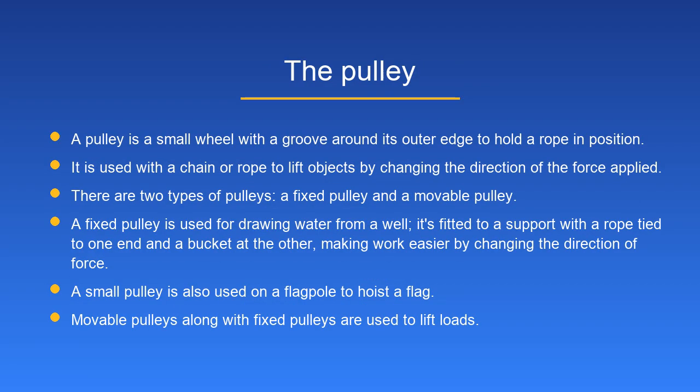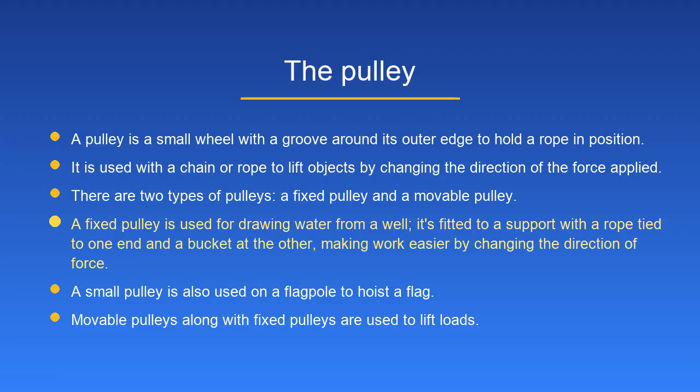The pulley. A pulley is a small wheel with a groove around its outer edge to hold a rope in position. It is used with a chain or rope to lift objects by changing the direction of the force applied. There are two types of pulleys, a fixed pulley and a movable pulley.